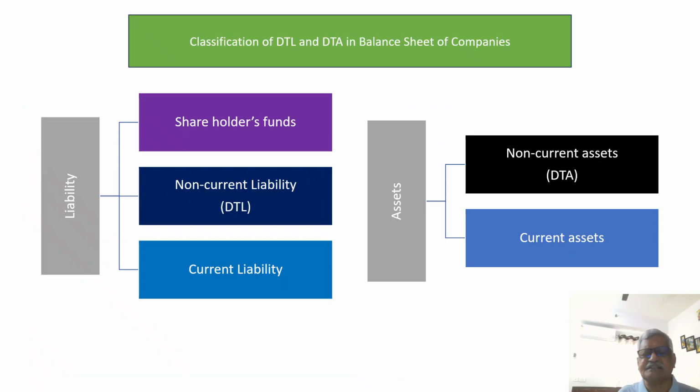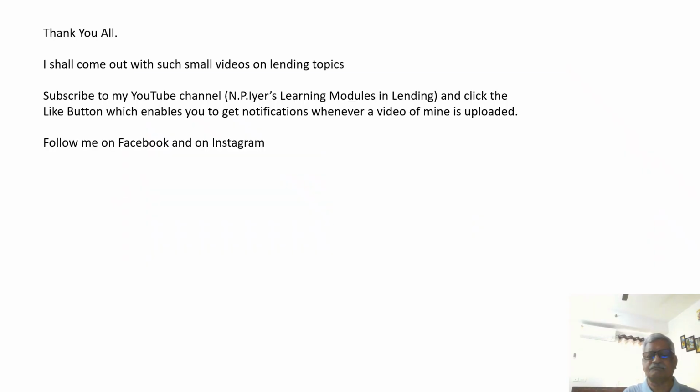Now the classification of DTL and DTA in balance sheet of companies. The liability sides are divided into shareholders fund, then non-current liability, then current liability. The deferred tax liability will be shown under the head non-current liability. When you look at the asset side, we have the non-current assets and the current assets. So the deferred tax asset, if it occurs, it will appear under the head non-current assets.